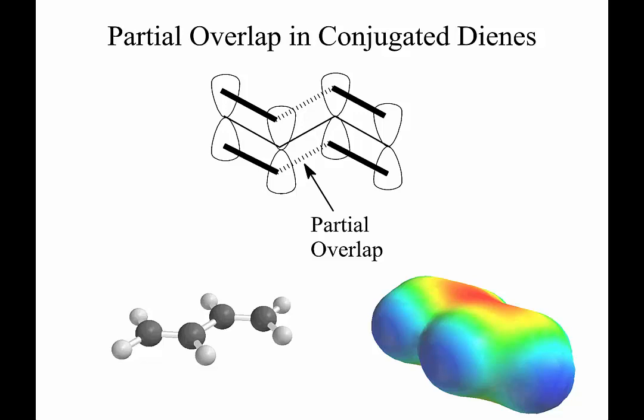So we next have to go to our diagrams, and we have to say, okay, here is a conjugated diene. This is 1,3-butadiene that we're making in lab this week.